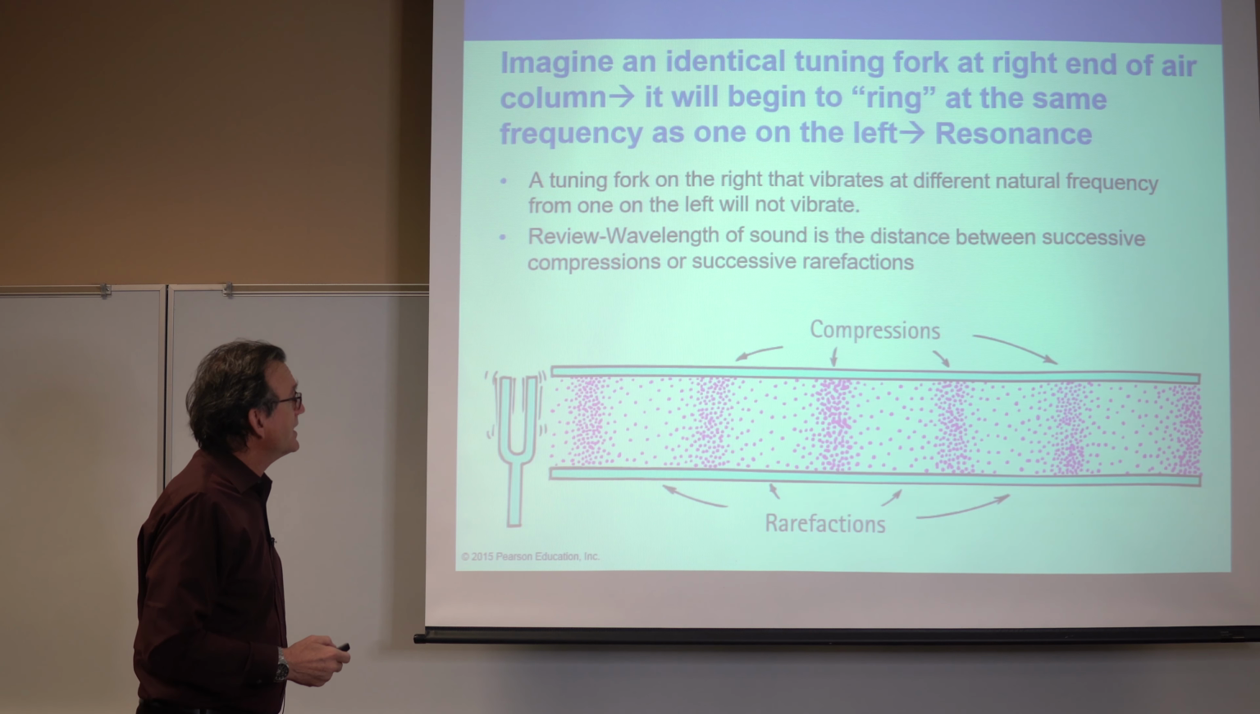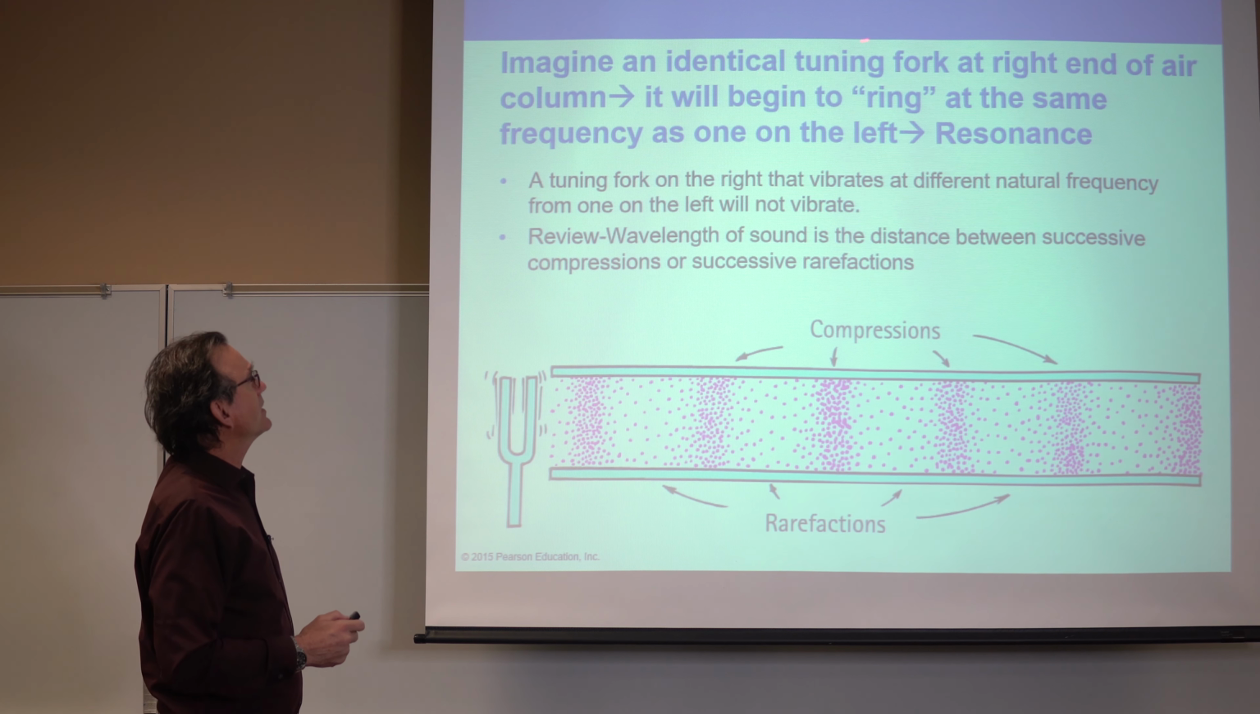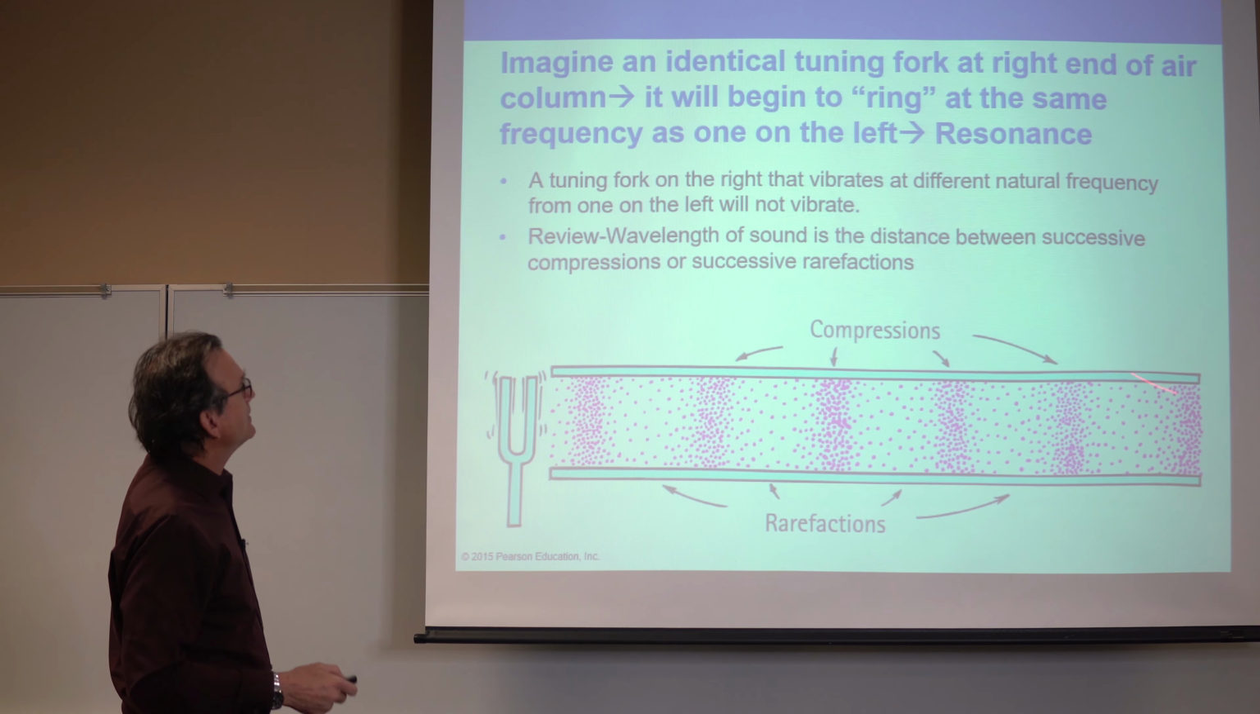Now, let's consider a case where we have two tuning forks, one at the left end of the column and one on the right end. So imagine there's an identical tuning fork on each end of this column.